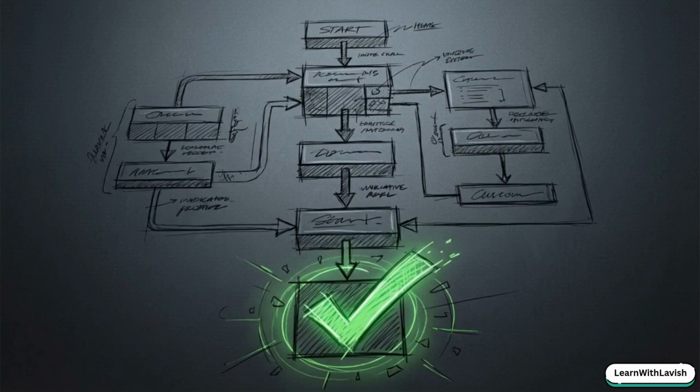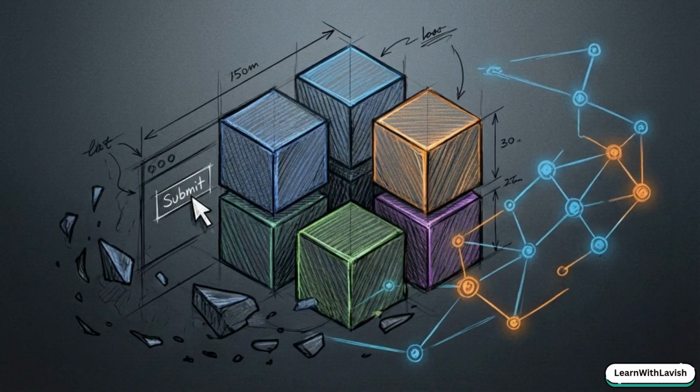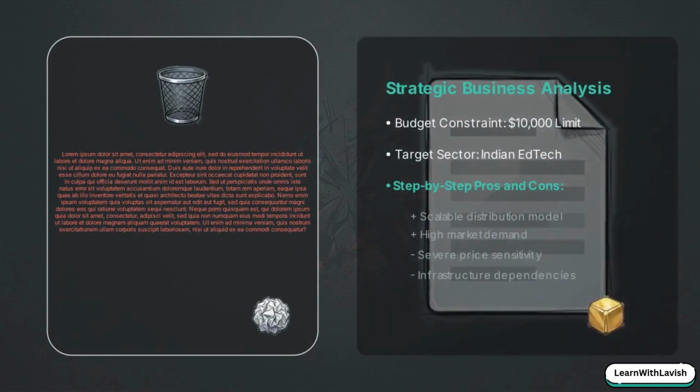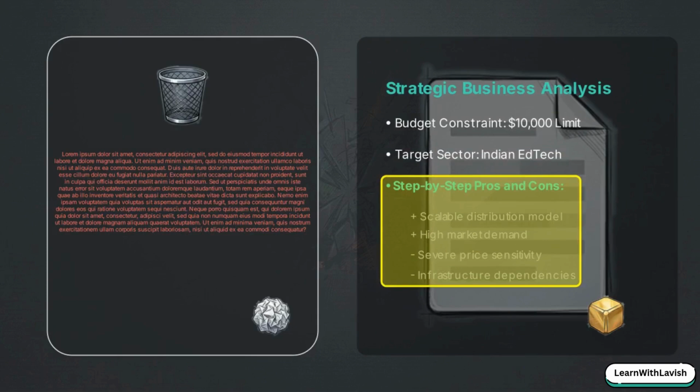With our role, context, formatting, and logic steps locked in, we submit the completed 4-part prompt to the AI. The difference is immediate. The left shows a dense, unformatted output from a basic query. The right is a clean, structured analysis. The model obeyed the $10,000 budget, stayed within the Indian edtech sector, and completed the step-by-step pros and cons analysis required.